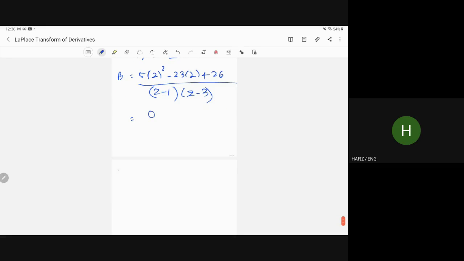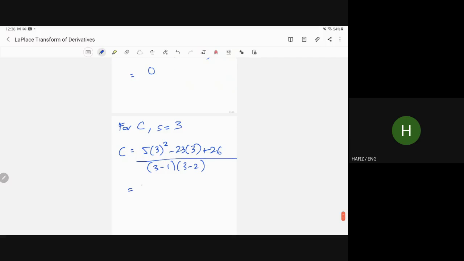So for C, set s equals to 3. So C is equals to 5 times 3 squared minus 23 times 3 plus 26 over 3 minus 1 and 3 minus 2. You get here 45 minus 69 plus 26 over 2 over 1. 45 minus 69 is negative 24. Negative 24 plus 26 is 2. 2 over 2, which is 1.